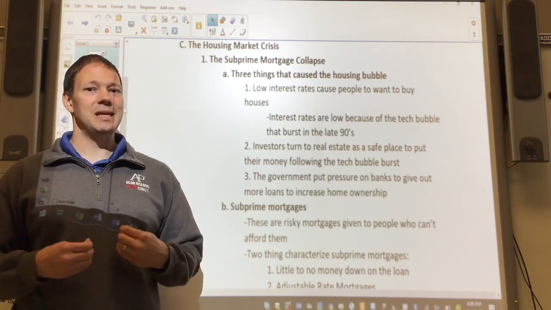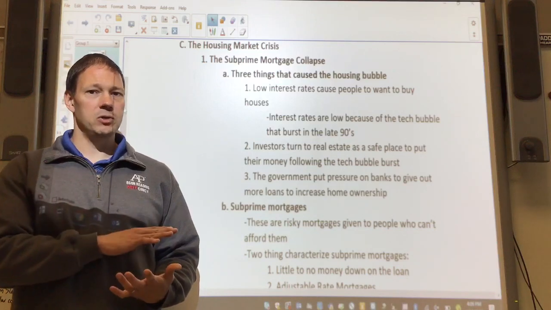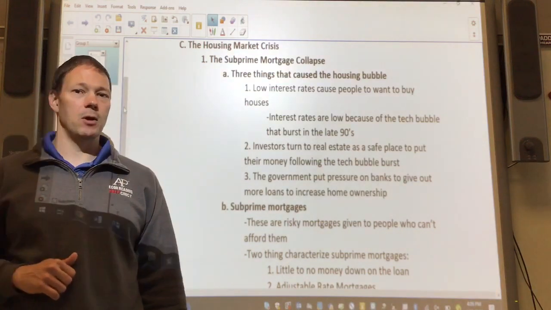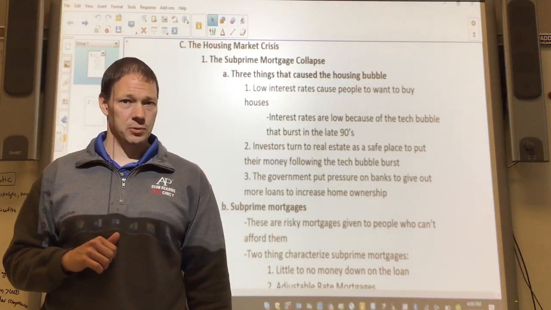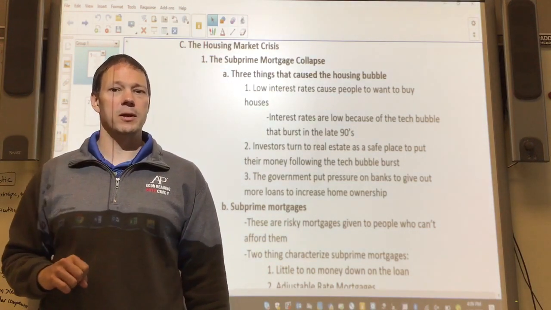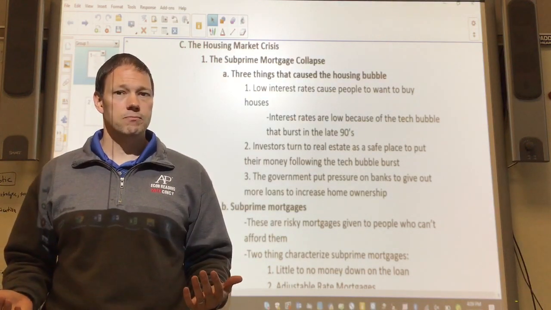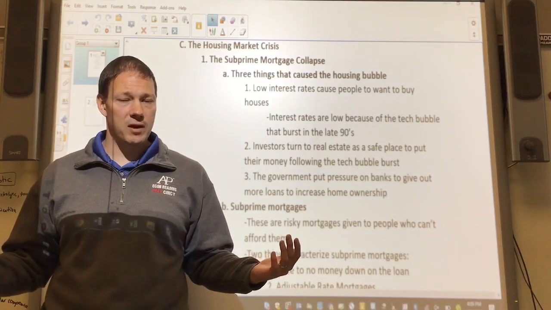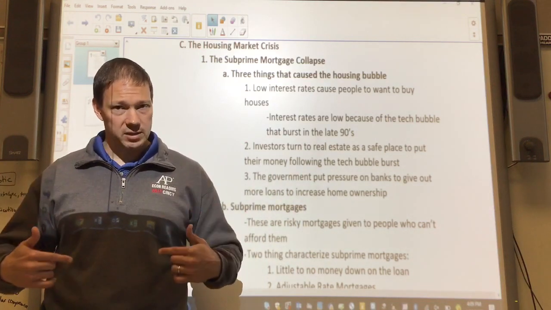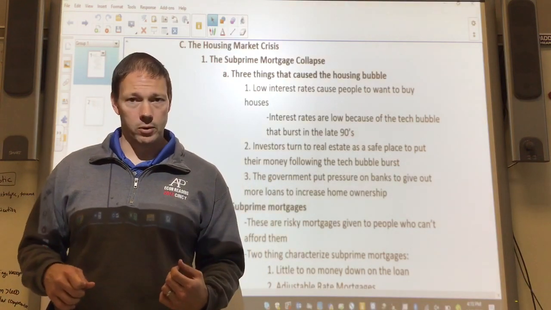Number three, at this time, the government puts pressure on banks to give out more loans because the government wants to see an increase in home ownership. At that time in the early 2000s, about 64% of Americans owned homes. The government wanted to increase that number to 69%. They wanted 5% more of Americans to be homeowners. Now, there are benefits to being homeowners, and the government was clearly wanting people to realize those benefits. There are also risks and sacrifices that need to be made in being a homeowner, okay?